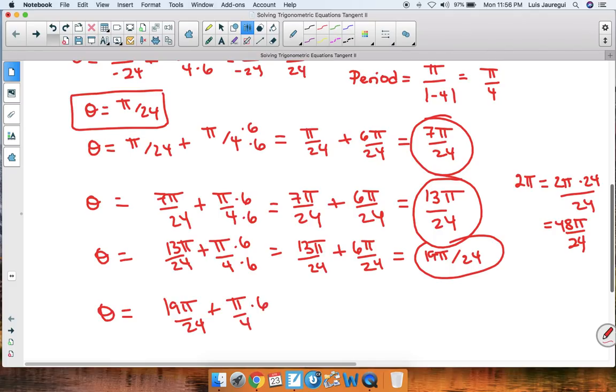But let's get the same denominator, so let's multiply that by 6 over 6. So this now becomes 19 pi over 24 plus 6 pi over 24. And that is now 25 pi over 24.